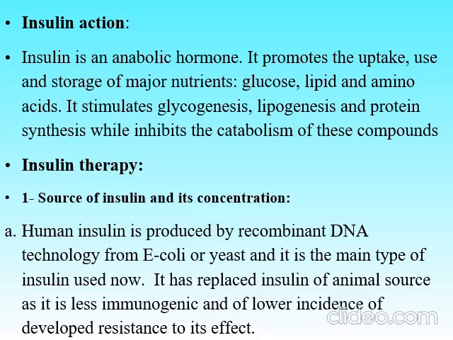Previously, insulin was produced from an animal source. This human insulin has replaced insulin of animal source, as it is less immunogenic and has a lower incidence of resistance development. We can conclude that human insulin is more advantageous than animal insulin in two items. First, it is less immunogenic, meaning it less often induces allergy. Second, it less often induces insulin resistance.